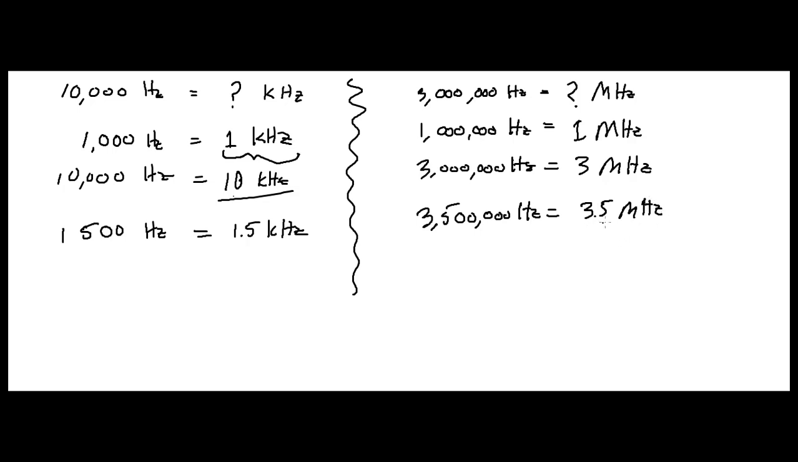Right? Now, remember, this M is a capital M. That right there equals a million, right? So 3.5 times a million is 3.5 million, right? It's the same thing over here. This K equals 1,000. All right? So this is 1.5 times 1,000. It's going to give you your cycles per second, or your hertz, and that's what we have right there.